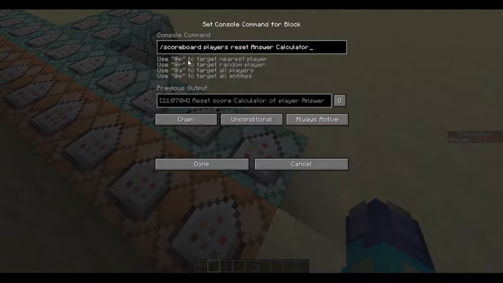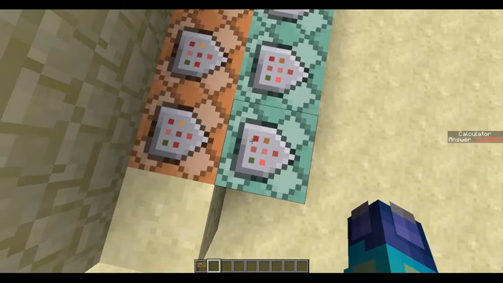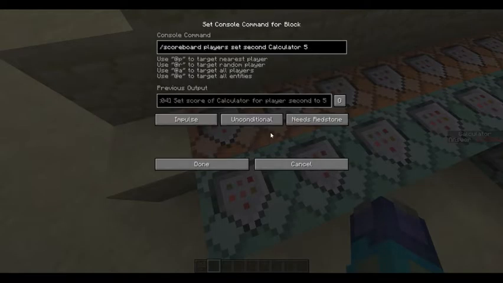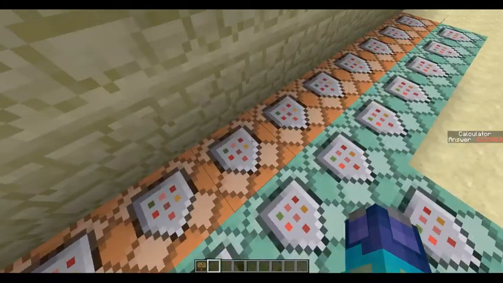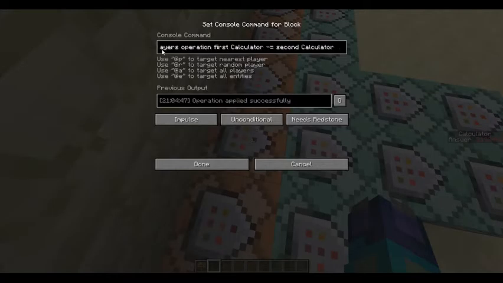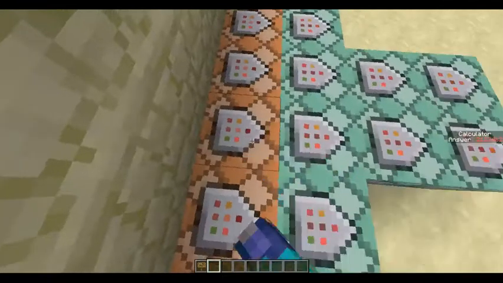And this last one, scoreboard players reset answer calculator. This has to be a chain command block connected to this, because you don't want the answer staying up while you're choosing your next equation. But this is for subtraction, scoreboard players operation first calculator minus second calculator, minus equals second calculator.